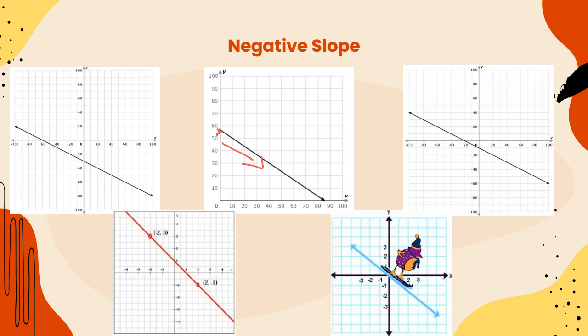Another way that I like to look at it is you can actually make an N out of your negative slope. Looky there. So if you get confused, if you can make an N and it looks the right way, then it's a negative slope.